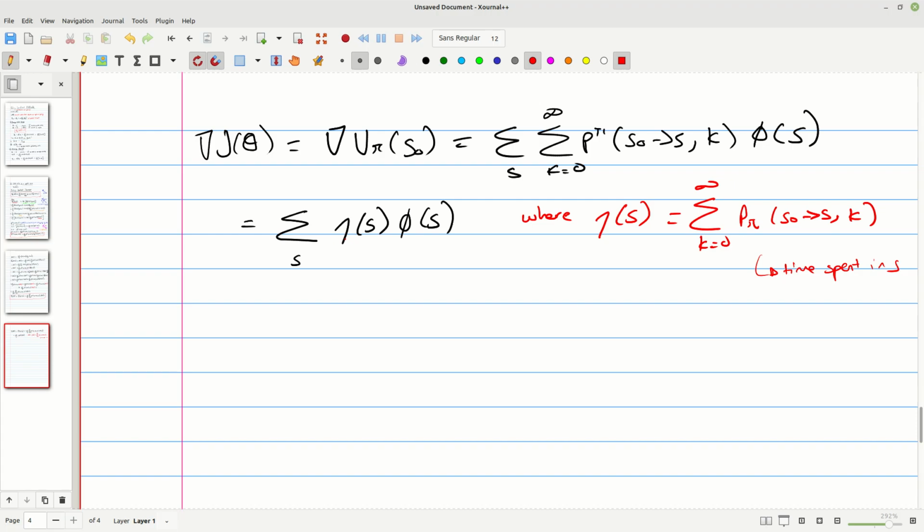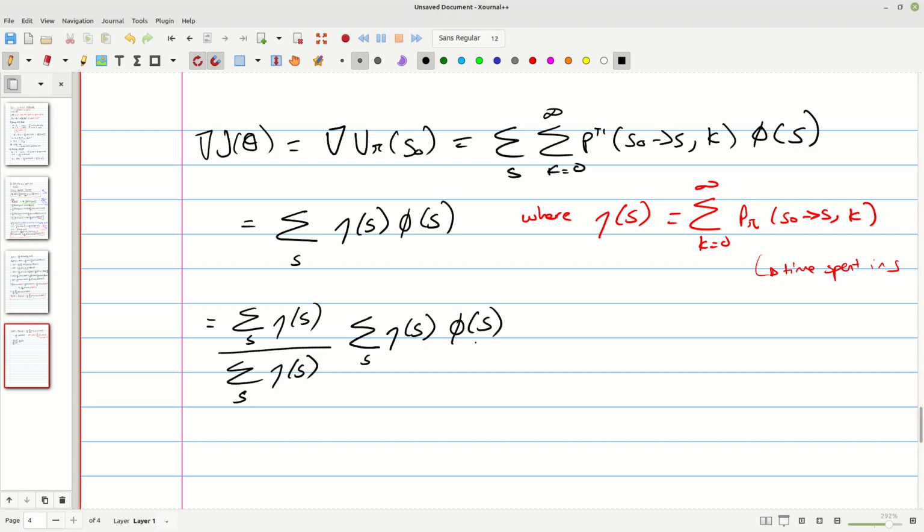But we can convert it into a probability distribution, and we can do so as follows. We can say this is equal to the summation over s of this term divided by the summation over s of this term, right? And we're going to multiply that by the summation over s of phi of s, which is what we have here. So this term is essentially equal to 1, right?